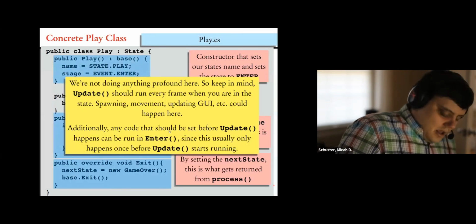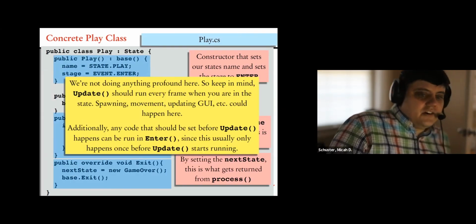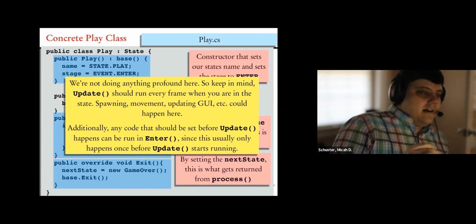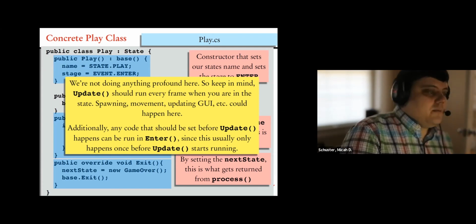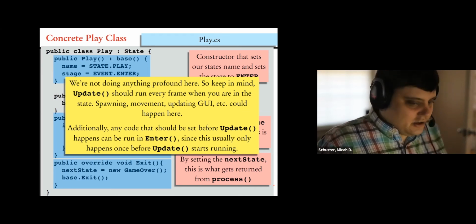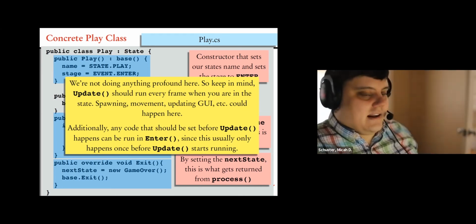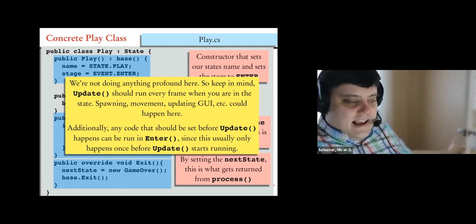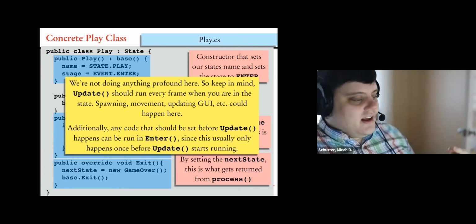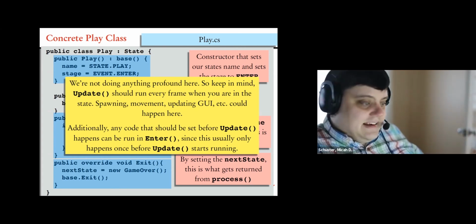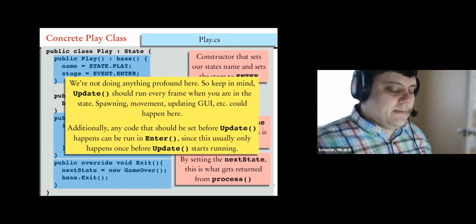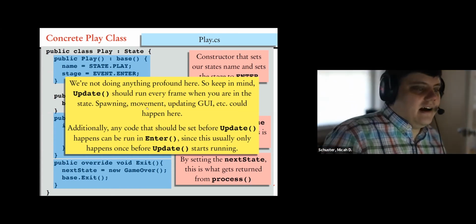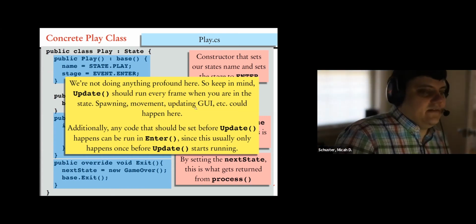All right. When it comes to play, there's nothing special happening here. Update is just going to run every frame. If you're actually in a game, you might spawn, you might move, you might update the GUI. Anything you need to can happen in that update function. Any code that needs to be set up before update can happen in enter. Similarly, anything that needs to be cleaned up can happen in exit, because those things are only going to happen once, at the beginning and at the end of coming into the state and leaving the state.